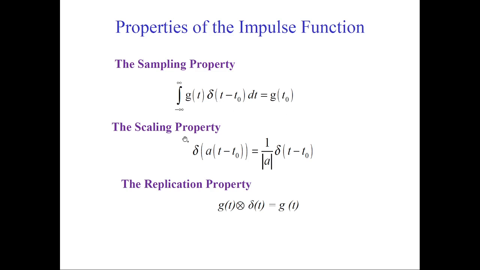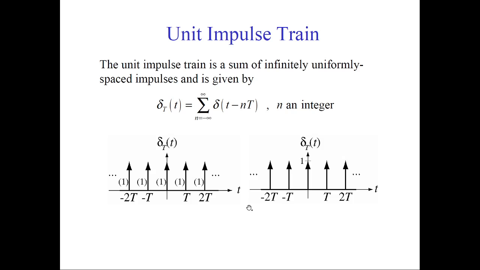The scaling property is del of a into t minus t0, which is a shifted version, and I will get 1 upon mod of a times del of t minus t0. The replication property is g of t into del of t, where g of t is complex conjugate; I will get the replication of g of t if I multiply with del of t.